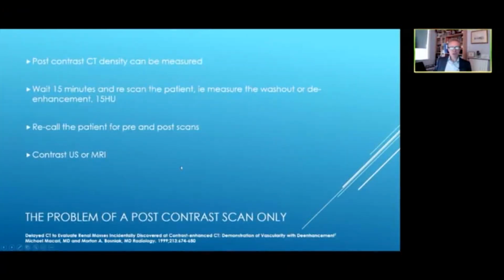The problem with the post-contrast scan is sometimes we don't have the pre-contrast, we only get the post-contrast scan. In this situation, if the patient's still on the table, we can wait 15 minutes, scan the patient later, and measure the washout. And if we see a drop in density of more than 15 Hounsfield units, de-enhancement, it's a vascular lesion, it's a surgical lesion. Alternatively, we get the patient back and we do a proper pre- and post-contrast scan using the same parameters. The other options are ultrasound or MRI.